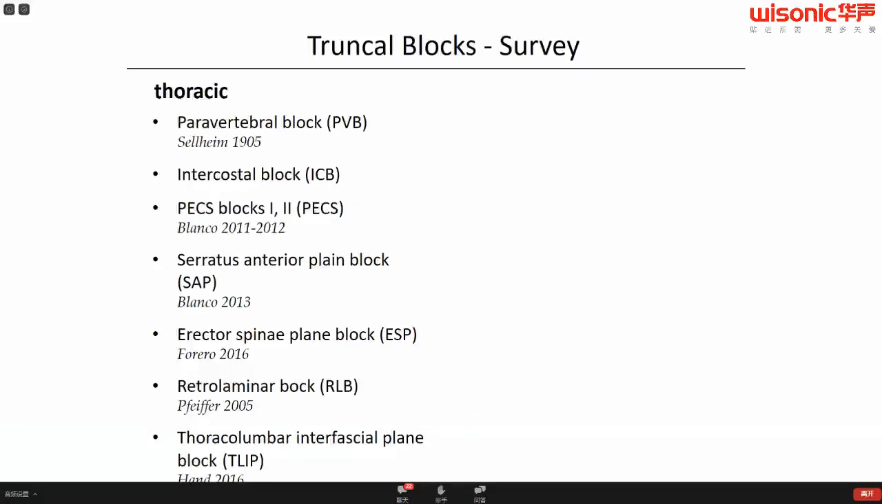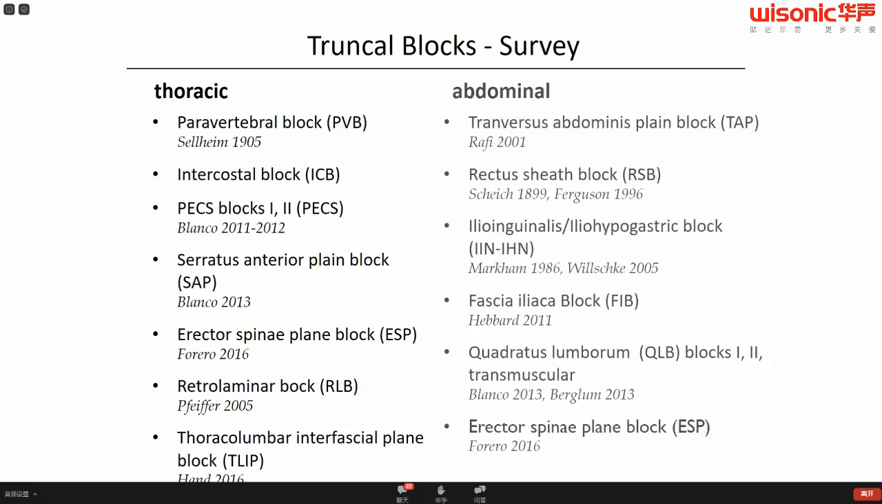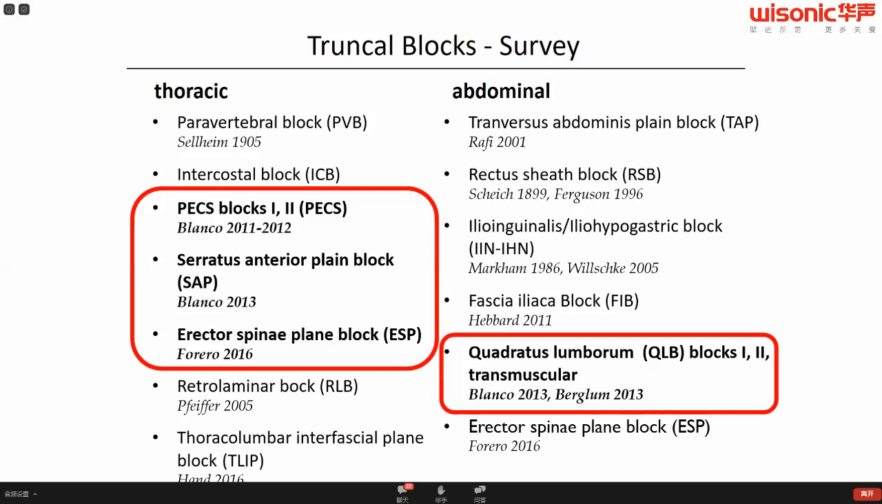This slide shows you some of the most common truncal blocks. In the thoracic area, these are the paravertebral block, intercostal block, PECS blocks, the serratus anterior plane block, erector spinae plane block, retrolaminar block, or the thoracolumbar interfascial plane blocks. And below you can see the first description of the block. In the abdominal area, transversus abdominis plane block, ilioinguinal, iliohypogastric block, fascia iliaca block, quadratus lumborum blocks, and the erector spinae plane block also. I will focus in my presentation today on the PECS block, serratus anterior plane block, erector spinae plane block, and quadratus lumborum block.